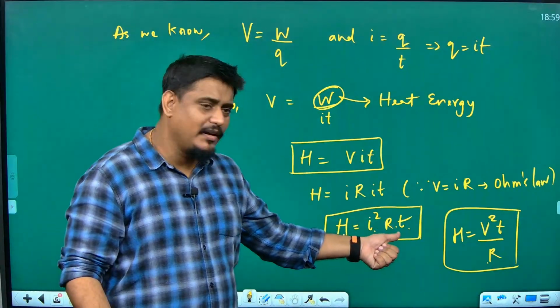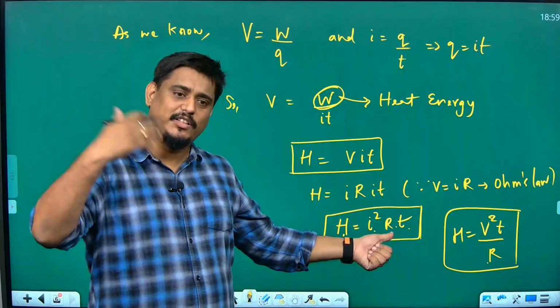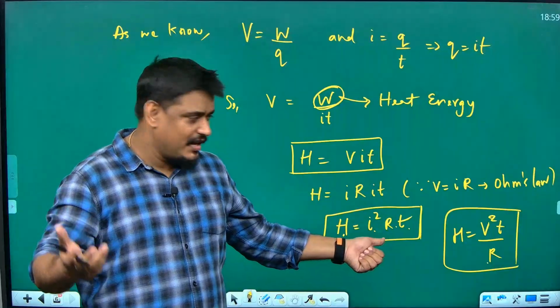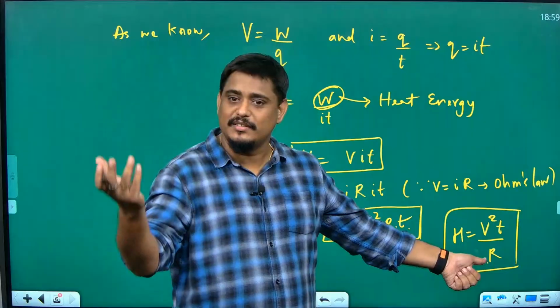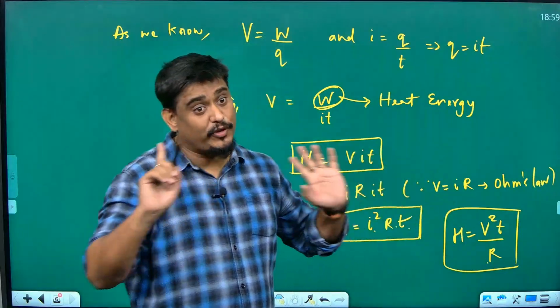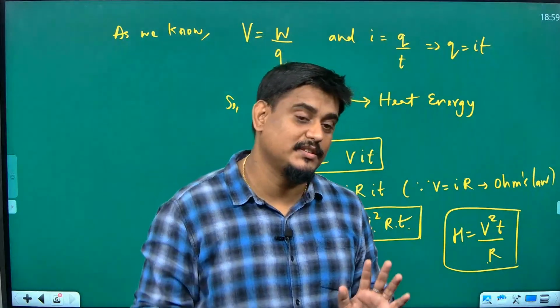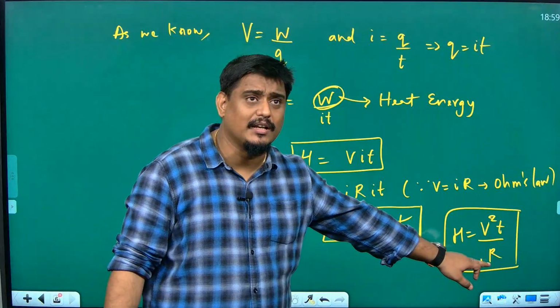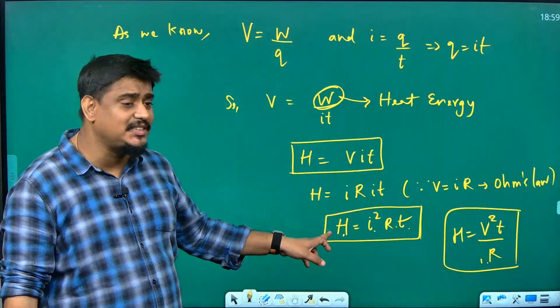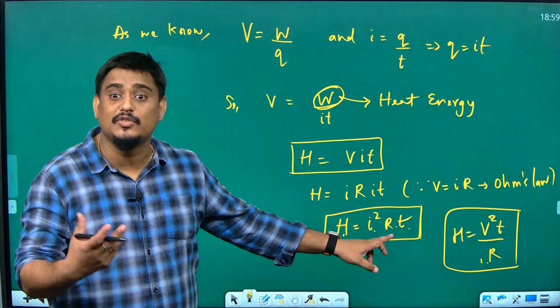H proportional to R, so 20 should have more resistance, should have more heat, and H inversely proportional to R, less should have more heat. This is the point of confusion. Many will confuse in this, because one formula is saying H is inversely proportional to R, one formula is saying H is proportional to R. What is true?